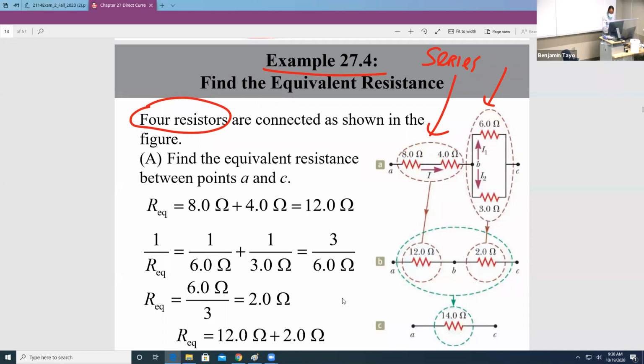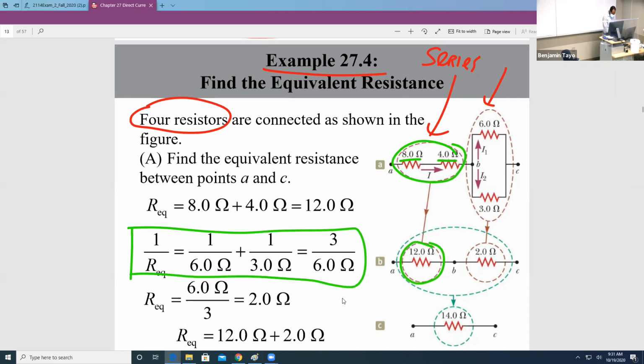Because this is in series, you can just combine these 2 together. So if you add this to that, you get this quantity here. And then because this is in parallel, you can solve. So for example, you solve this equation here. You get the equivalent resistance here is equal to 2.